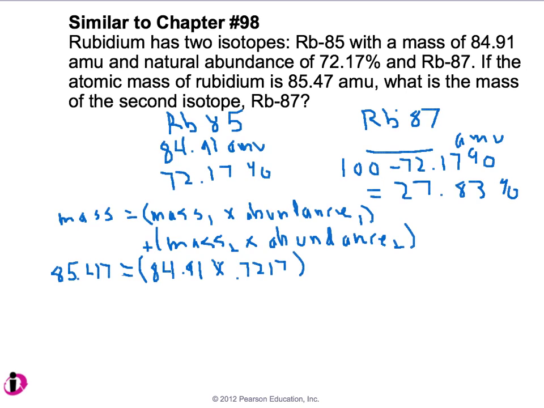Alright, plus the mass of the second isotope. Now its mass, I don't know. That's what I'm solving for, so I'll just write mass times its abundance. Now a second ago, using the fact that the amounts need to add up to 100%, we figured out that the amount of the second isotope in nature is going to be 27%, but again, you can't put in percents. We're going to have to move that decimal over 2 places and make it 0.2783.